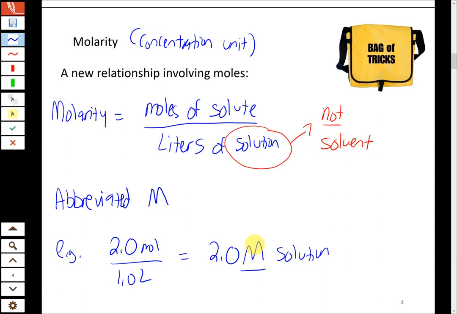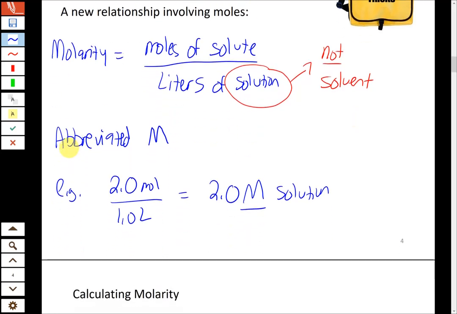Okay, so that's what we use molarity for, and as you can see, because it's a ratio of moles to liters, it is a new conversion factor we've introduced that involves moles as another relationship. So when we get to the end of this chapter and start talking about stoichiometry of aqueous reactions, we'll see that molarity is going to be used quite a bit for that topic, because it's a relationship involving moles that we can add in to the other relationships that we've already been dealing with.